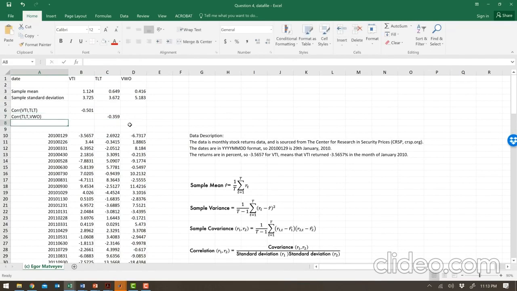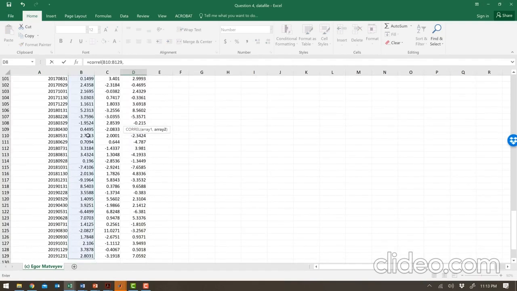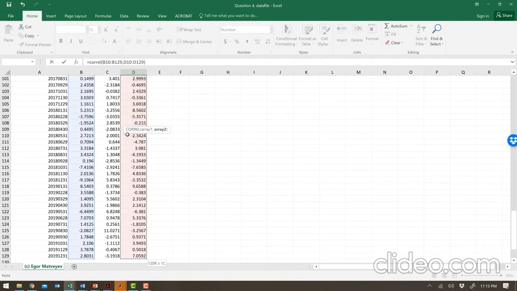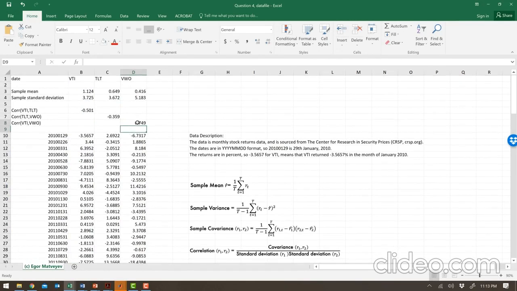And the third correlation here would be the correlation between VTI, so between the US stock market and the emerging stock market. So correl, and then I'm putting the first array in, and then the second array. And this is the result.